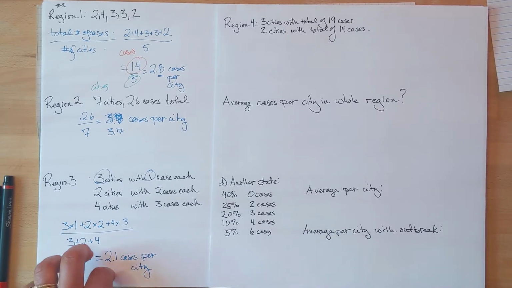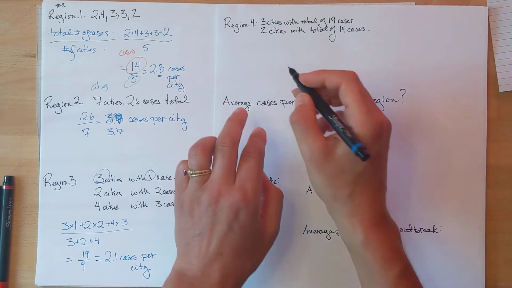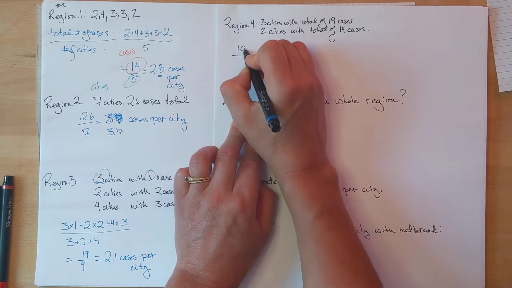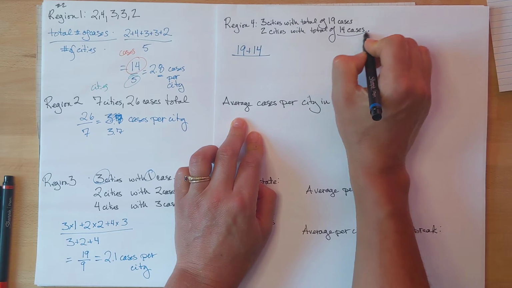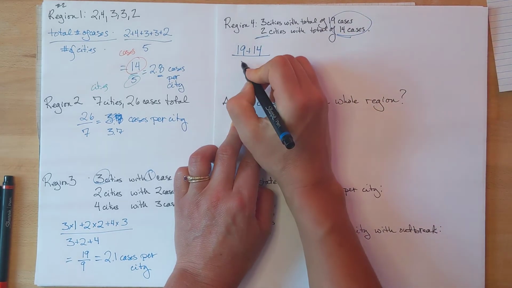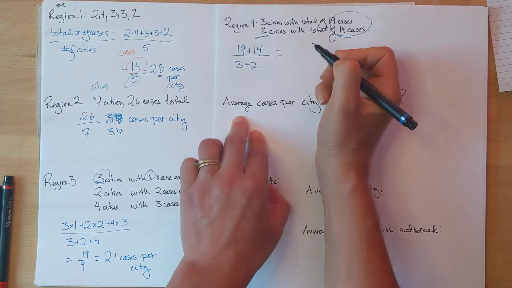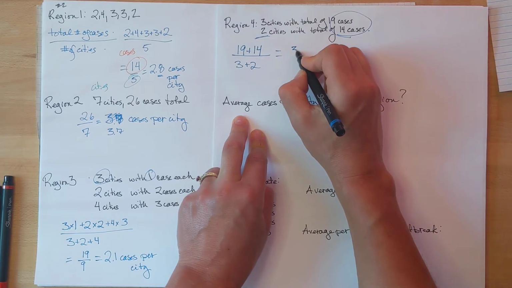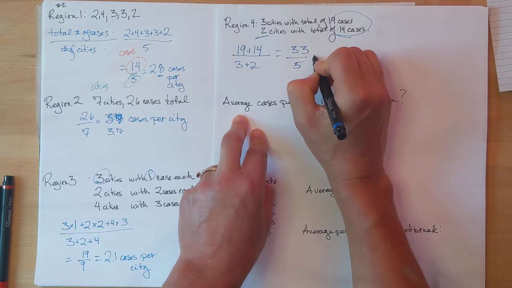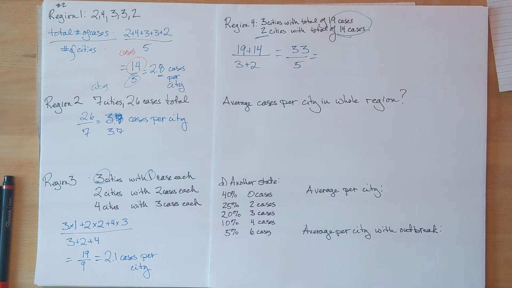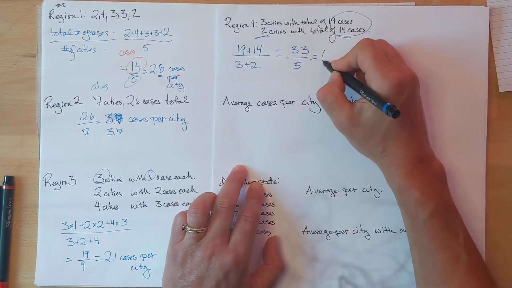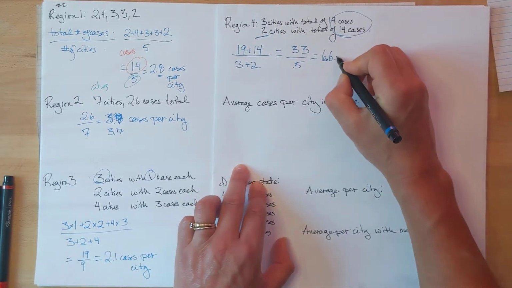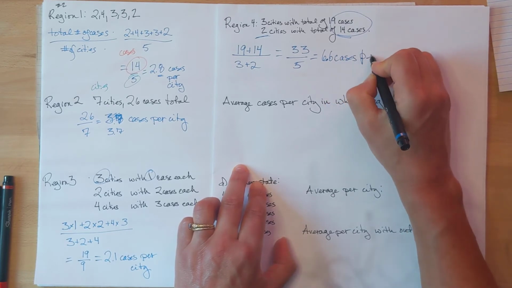So there we go. In problem 4, some of the work's already done for me, some of it I have to do. The total number of cases is 19 plus 14. That's how many cases I have in this region. The total number of cities is 3 plus 2. So I am looking at 33 cases across 5 cities. So that gives me an average of 6.6 cases per city.